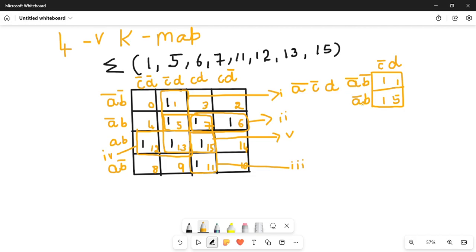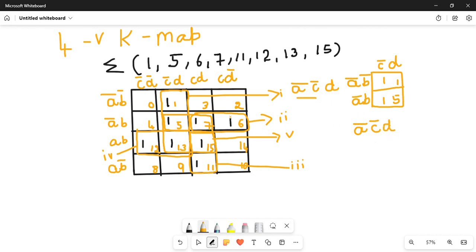So if you take common from this A bar, B bar and A bar, B, A bar will come as common. And if you multiply with the C bar D which is on top of this one cell, it will become equal to A bar C bar D. This is the first one.